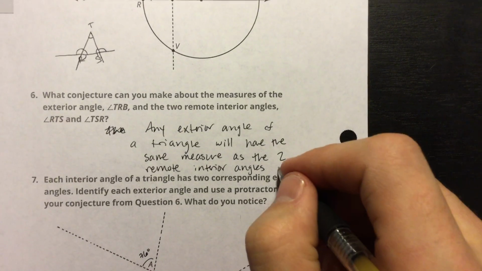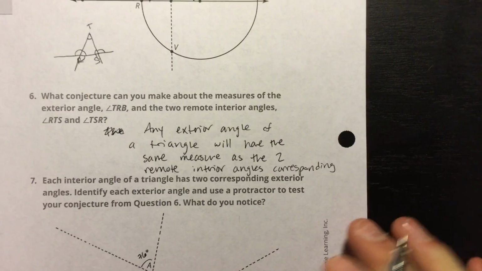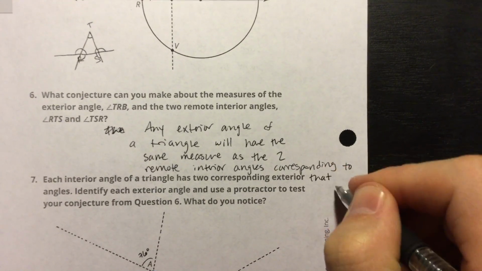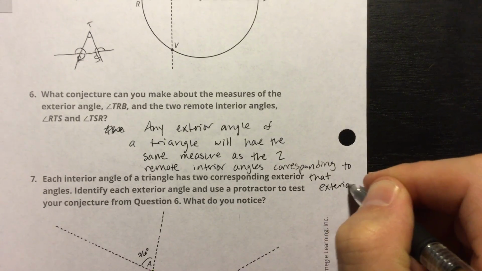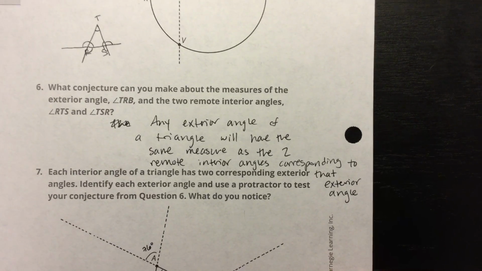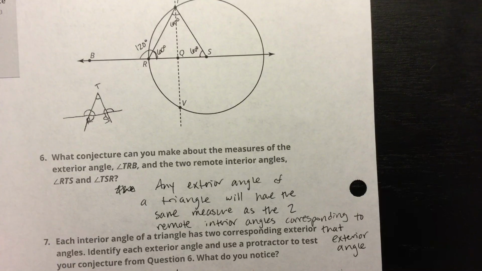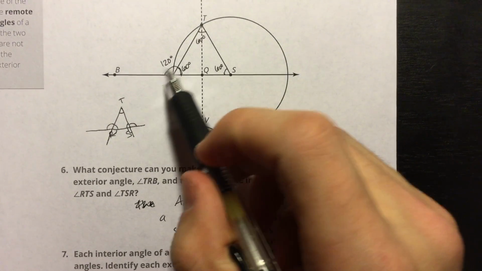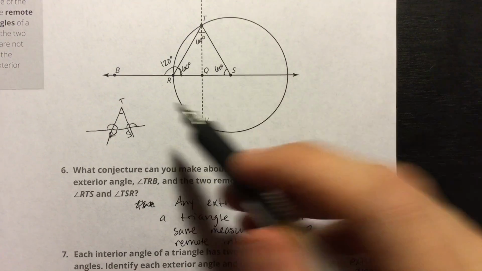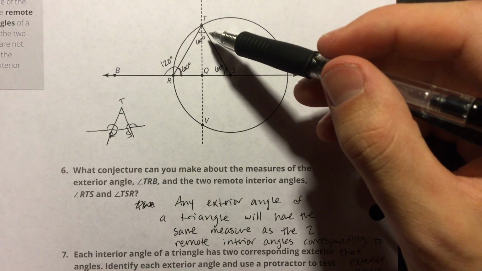okay, corresponding to that exterior angle. Sorry, I got a little wordy here. Sometimes when I'm writing, I don't think far enough ahead. So to say this a little better: the measure of any exterior angle is going to match the sum of the two remote interior angles that go with it, right? Because if this is my exterior angle, the two remote interior angles that go with it are these two.